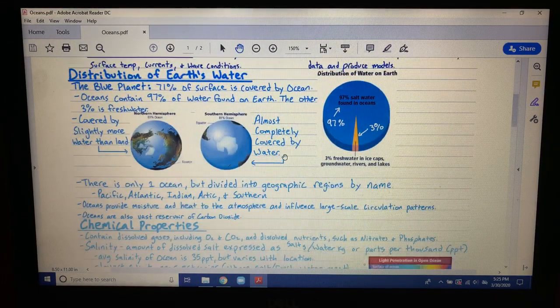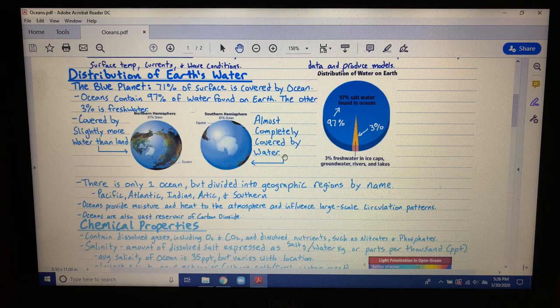The distribution of Earth's water. The Earth is known as the blue planet, rightly so, because 71% of our surface is covered by ocean. One of the labs that we would have done is if you would have taken a string and wrapped it around the equator, and then taken the amount of inches or centimeters that were touching water and divided those by the total, it would have come up with around, I think it was like 71 or 72%. I hate that we couldn't have done that, but you're still getting the information.